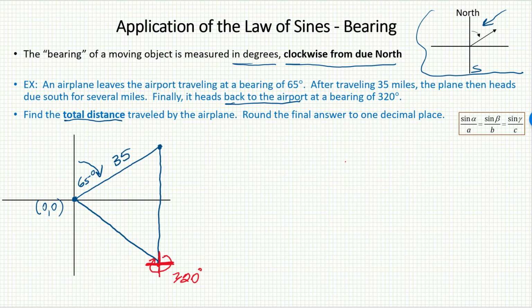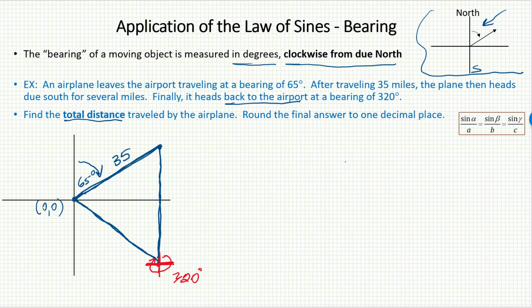Okay, so I think we've got a pretty good picture now. What do we want to find? Oh, we want to find the total distance. Well, that would be the 35 miles. We know that. I don't know this distance, so I'm going to have to figure that out. And I don't know this distance. I'm going to have to figure that out. If I can figure out those other two distances, I can add them all up and I'll have my answer.